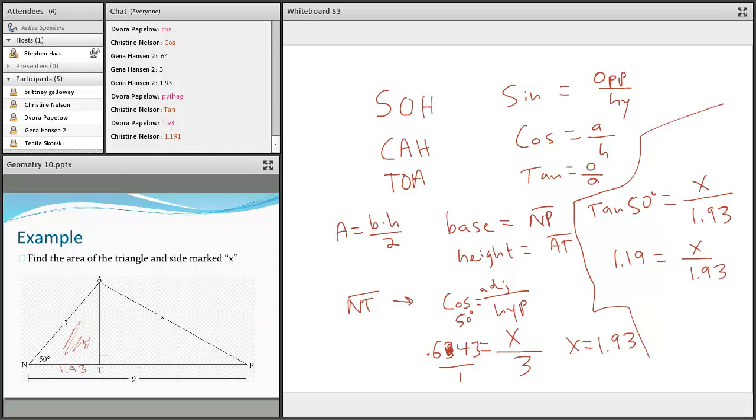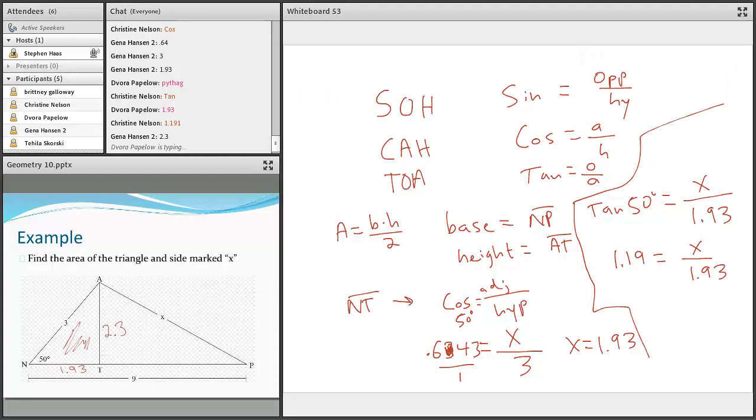So let's do 1.93 times 1.19, and you get approximately 2.3. Almost exactly 2.3. So we're going to round this off to 2.3. Okay, so how do we figure out the area? Well, the area is base times height divided by 2.